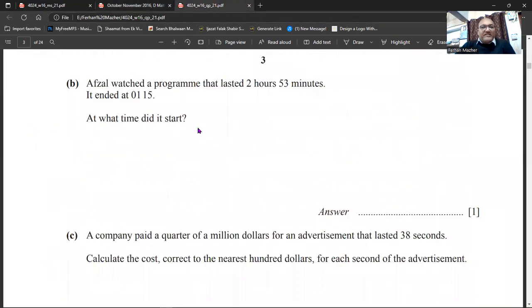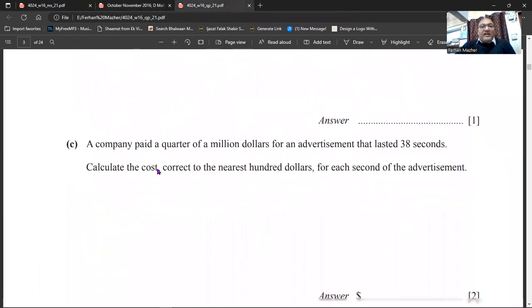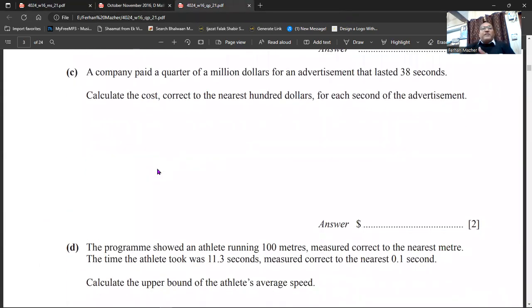I hope you understand. Question number 1, and it's C part. A company paid $250,000 for an advertisement that lasted 38 seconds. Calculate the cost correct to the nearest $100 for each second of the advertisement. So the method is very simple. $250,000, 1/4 of the 10 raised to power 6, which means 0.25 multiply 10 raised to power 6. Divide the dollars with the time, and you will get the price for 1 second.